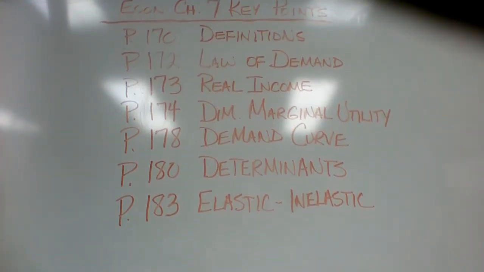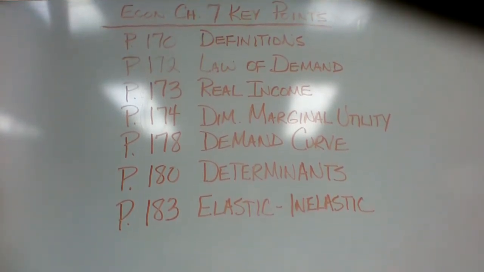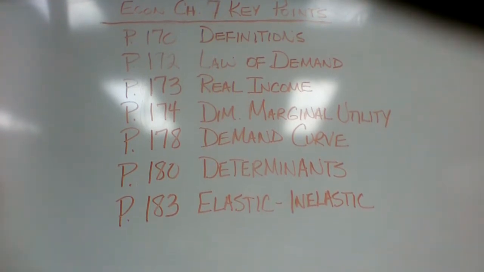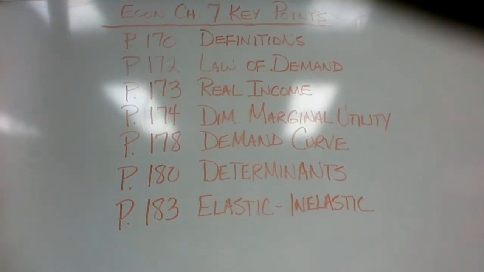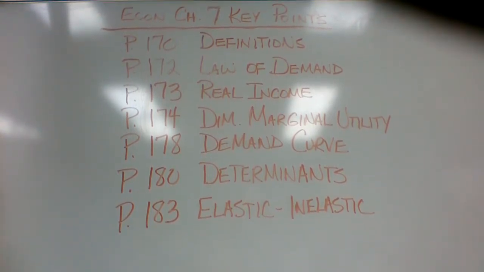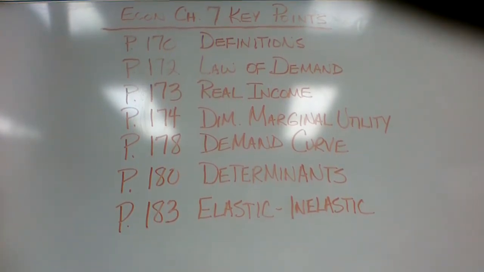Okay, here's your information for Chapter 7, the key points that you need to keep in mind. First of all, on page 170, make sure you understand the definitions for supply and demand and market. Supply and demand have the words willing and able in them. You must have both. You must be willing to buy or to provide a product, and you must be able to in order to have demand or supply.